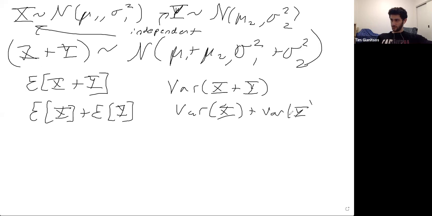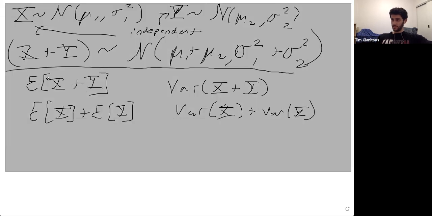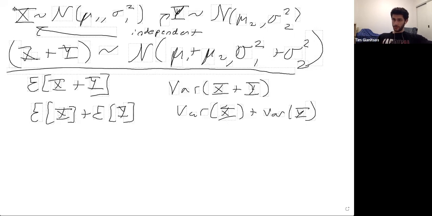At first, this might seem not very remarkable, but the remarkable thing is that the new distribution is still normal. That's the key here. That's a really handy thing about normals. When you add them together, it's not just that the means and the variances add, but that the new distribution is normal.